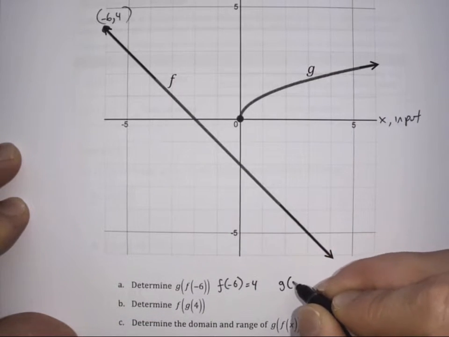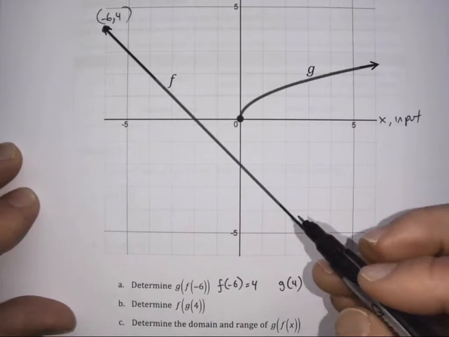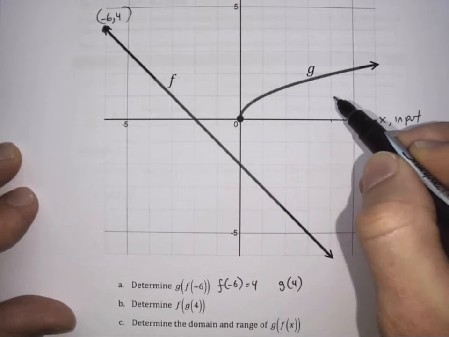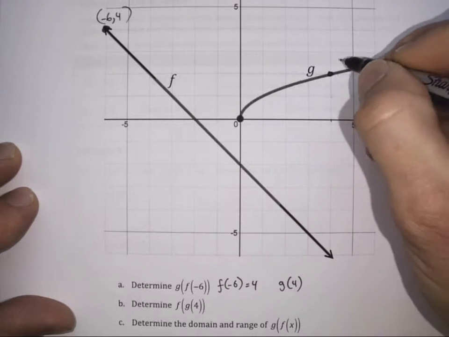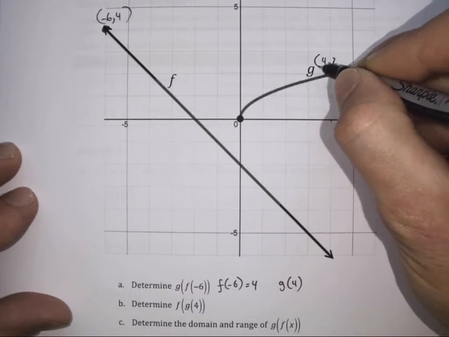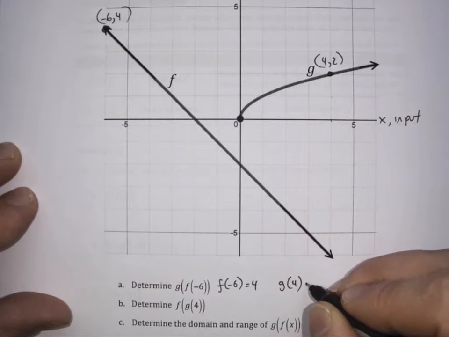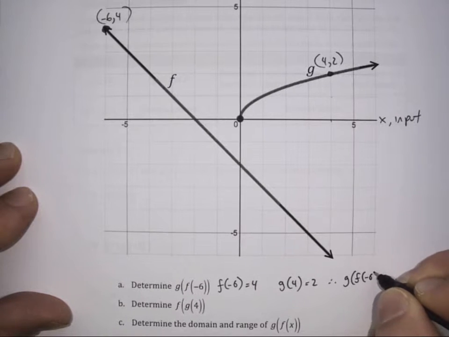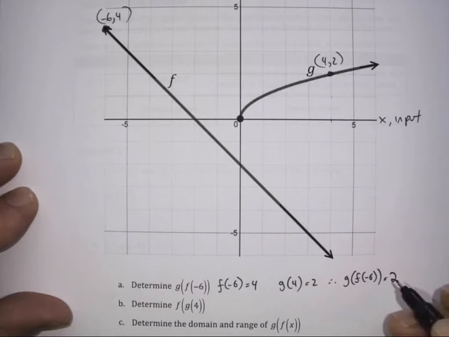So really what I'm asking is what is g of 4? Well, 4 goes into my g function as an input here, and outputs the value 2. So my output is 2. Therefore, g of f of negative 6 is 2.